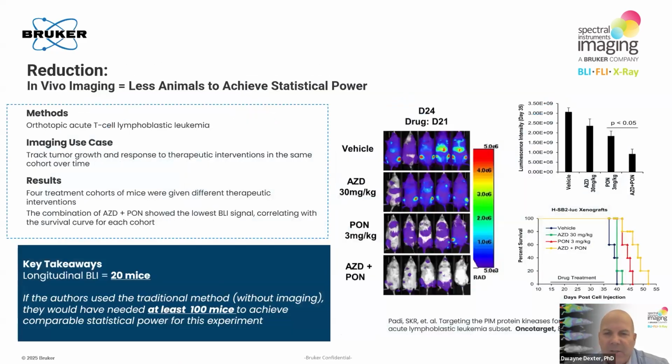Just a couple of examples here, looking at T cell leukemia. This study was done with 20 mice. So you can see that cohorts of 5 were used across a longitudinal imaging study. We were able to generate survival curves here and look at various treatment regimes to see which one provided the best response.